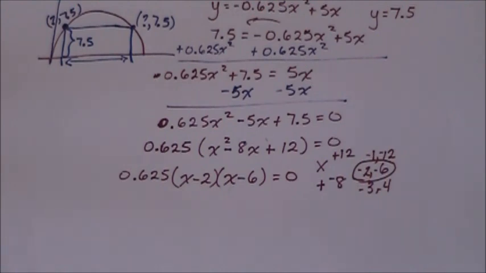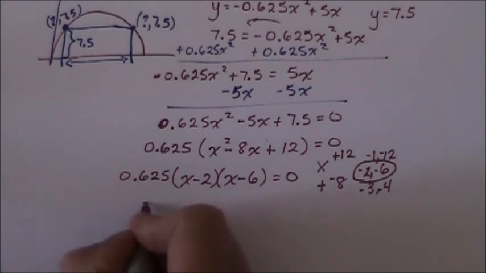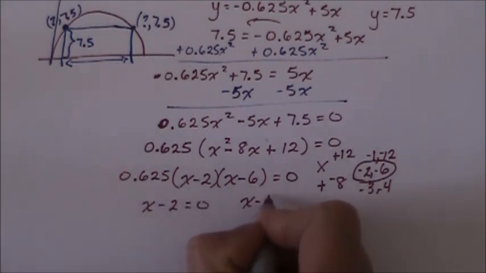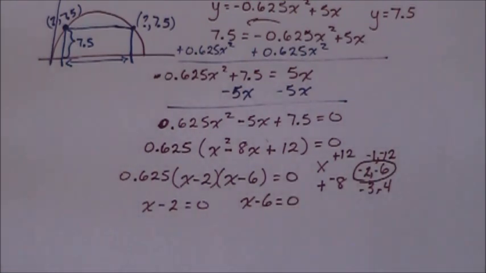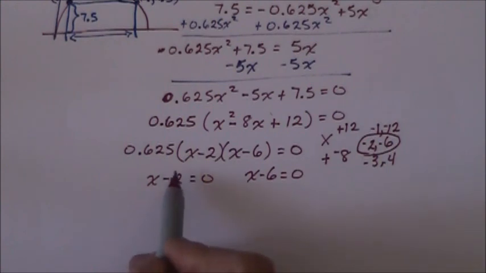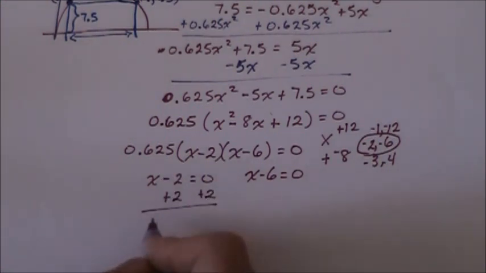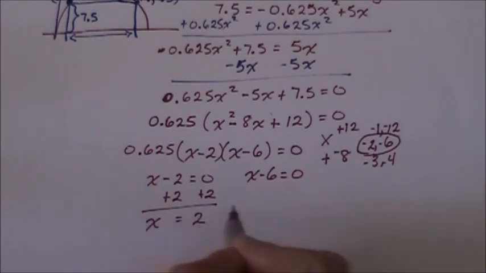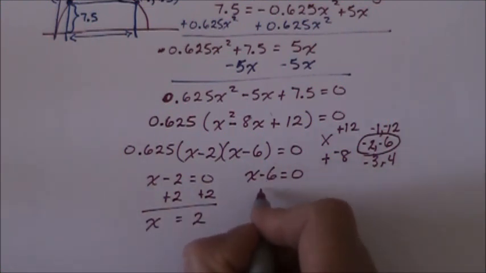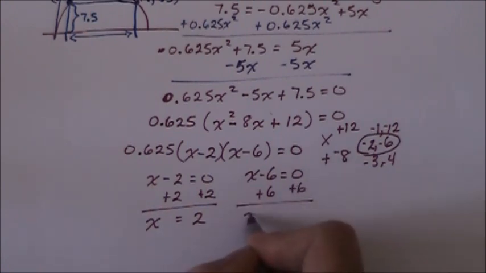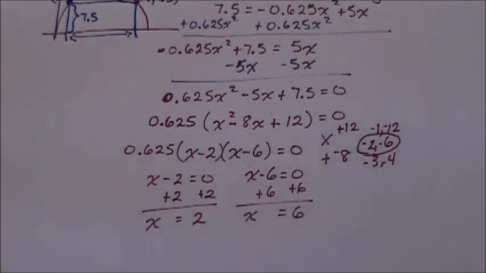We now have it factored, and to solve for x, we're going to take each factor, make it equal to 0, and solve for x. So for the first one, that is a negative, so add 2 to both sides. I get x is equal to 2. This one is negative, so add 6 to both sides. And when I do that, I get x is equal to 6.